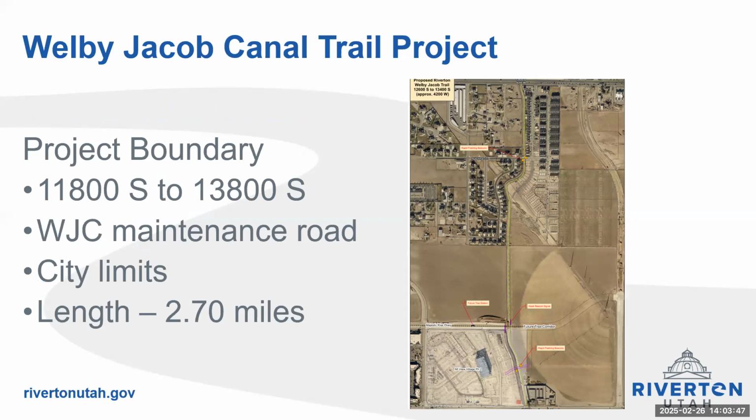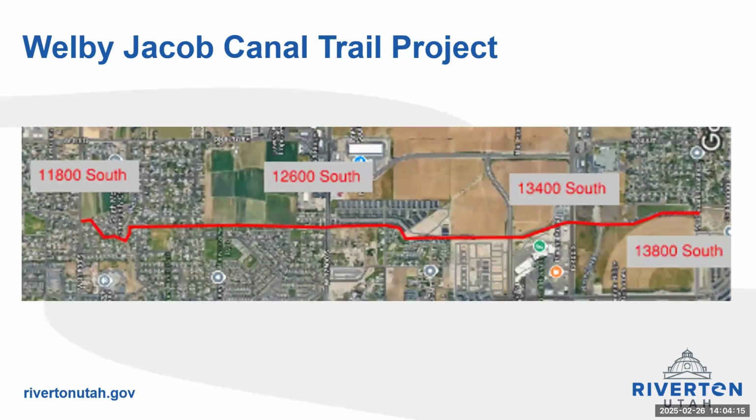So let's talk about the project itself, or its description. The project extends across Riverton City, about 42-43 in the west, where the Welby-Jacob Canal is, from our northern boundary of 118 South to our southern boundary of 138 South. Currently, the multi-use trail that we're developing and designing right now is the Welby-Jacob Canal Maintenance Road as it cuts across the city. So the length of this project is about 2.7 miles. And this is a picture, fuzzy as it may be, showing you how that trail aligns. It's not perfectly straight. It does dip through some neighborhoods.